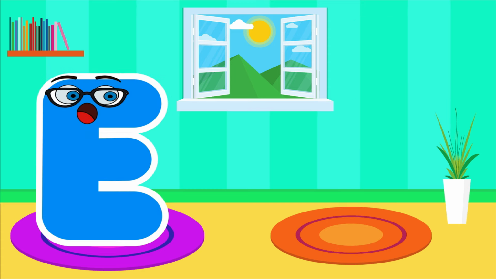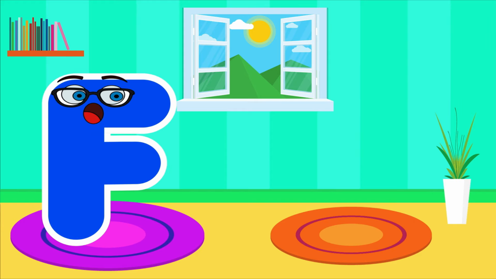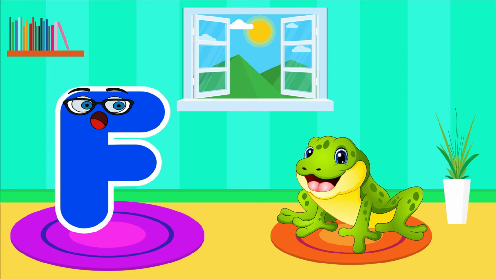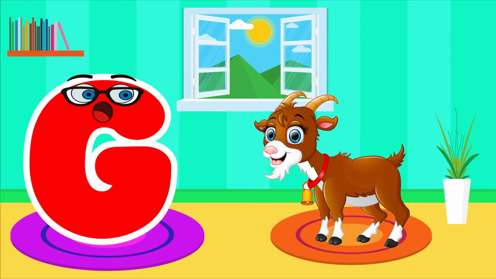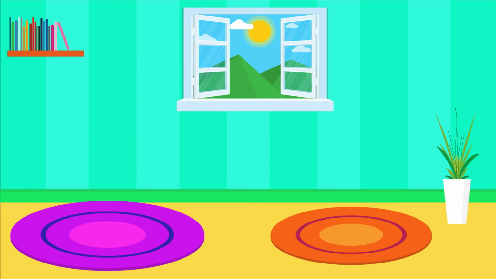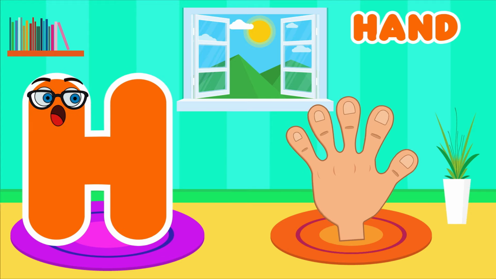E is for elephant. E, e, elephant. F is for frog. F, f, frog. G is for goat. G, g, goat. H is for hand. A, a, hand.